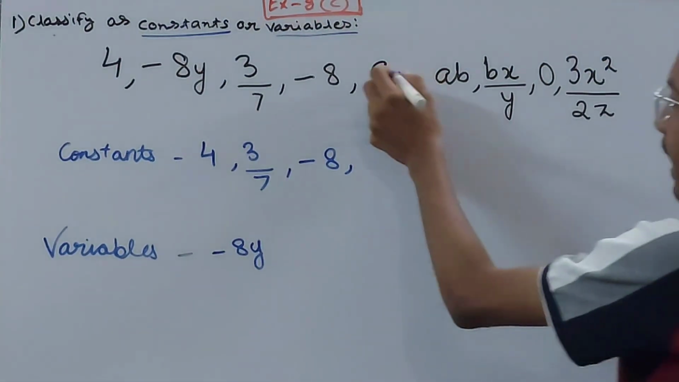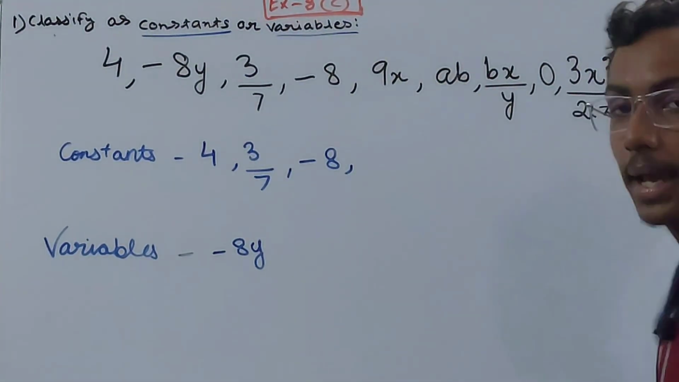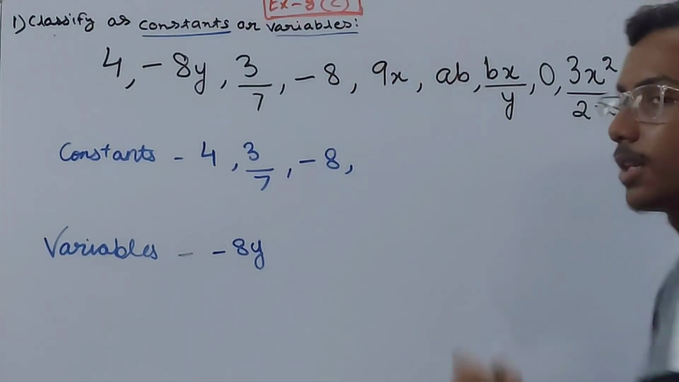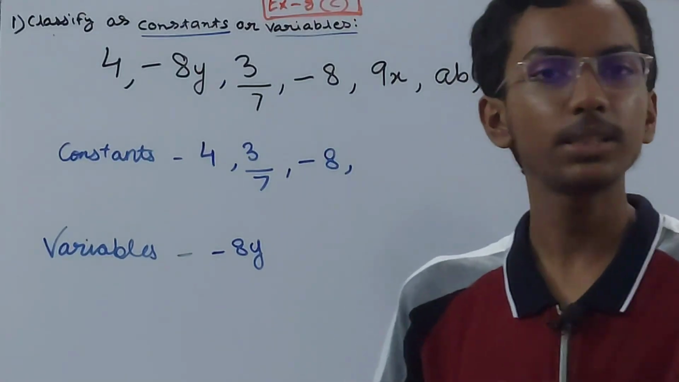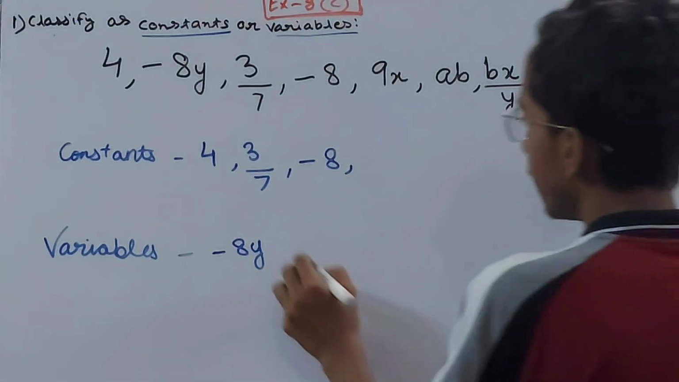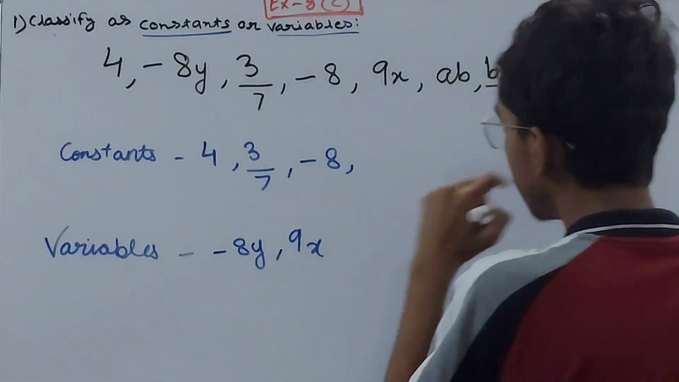Then 9x, now you see x is an alphabet, x can take any value. It does not have a fixed value, that value will multiply with 9 to give me a fixed value. But still the value of x is variable, yes or no? Yes, therefore I will put 9x as variable.